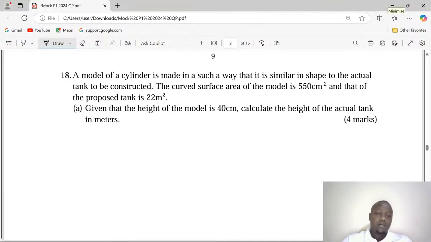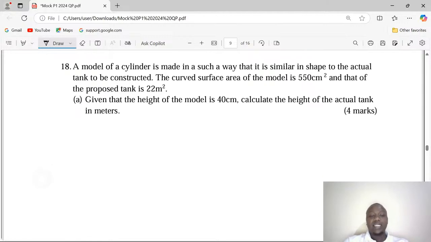A model of a cylinder is made in such a way that it is similar in shape to the actual tank to be constructed. The curved surface of the model is 550 square centimeters, and that of the proposed tank is 22 meters squared. Part A. Given that the height of the model is 40 centimeters, calculate the height of the actual tank in meters.